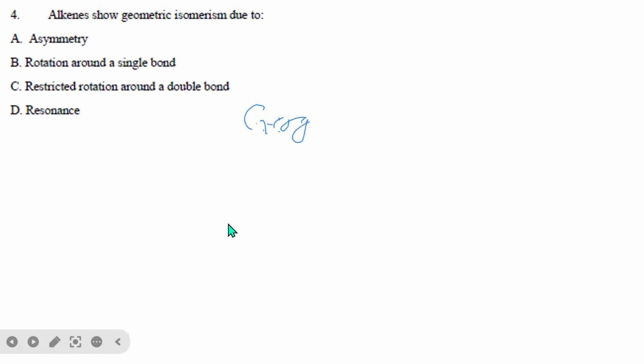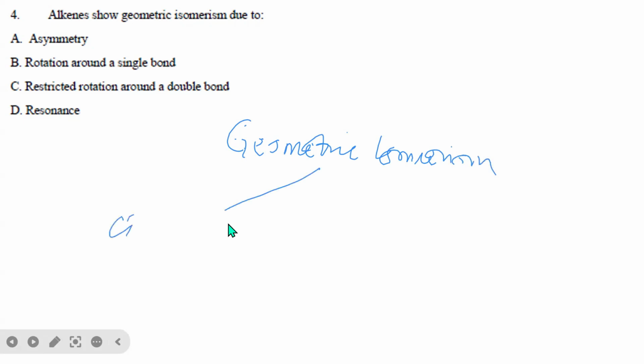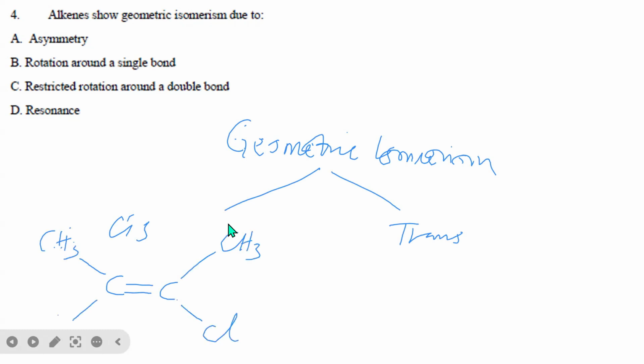Geometric isomerism is divided into 2. We have cis geometric isomerism and we have trans geometric isomerism. So if we have a compound with a double bond, like in the case of alkenes, they have a restricted double bond. So if you have something like this, let's say we have CH3 here, and then we have CH3 here, and let's say here we have chlorine, and then here we have chlorine.